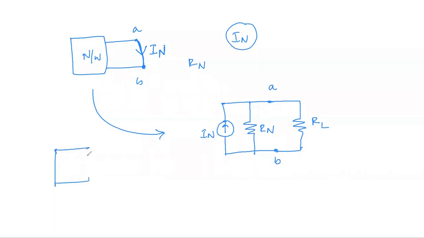See, same network. Previously there is a load resistance. Now we are taking this load resistance out, and we'll short circuit these two terminals. After short circuiting, we have to find the current flowing through this short circuit. That short circuit current is nothing but the Norton current, I Norton.